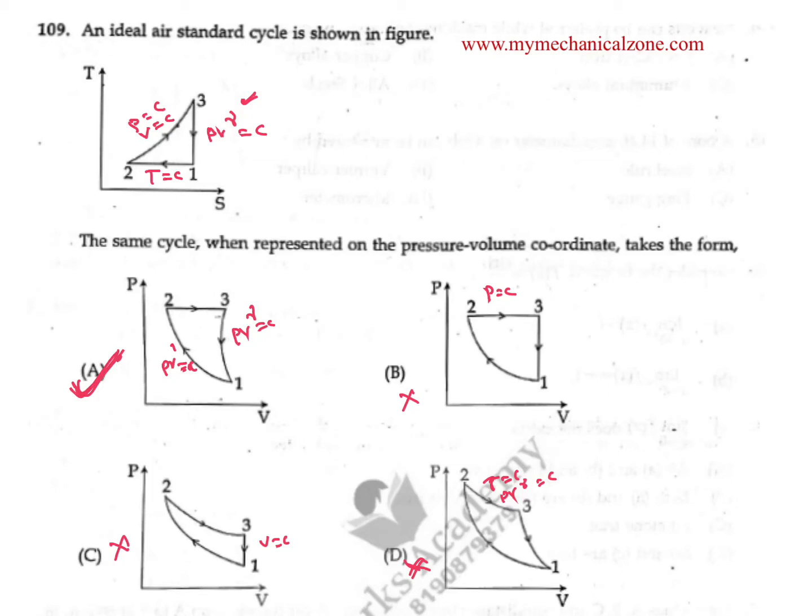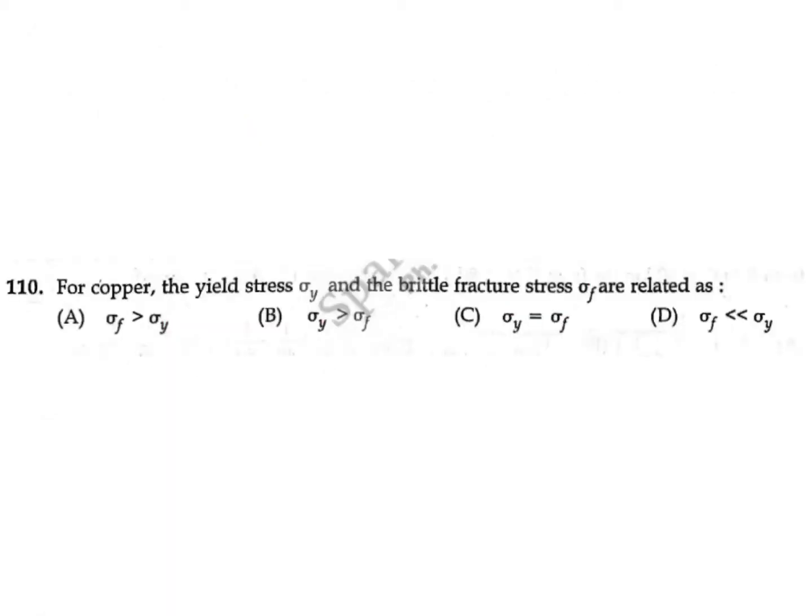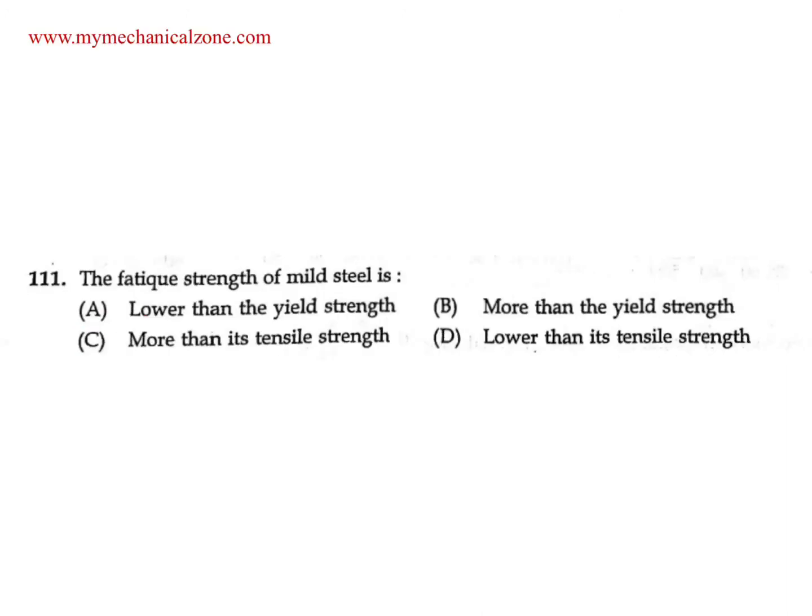For copper, the yield stress sigma y and the brittle fracture stress sigma f are related as: copper is a ductile material, sigma f is greater than sigma y. A is your correct answer. The fatigue strength of mild steel is lower than your yield strength. A is your correct answer.